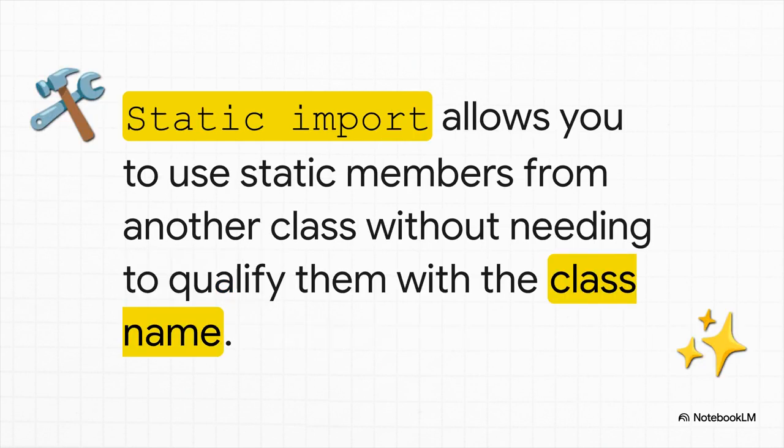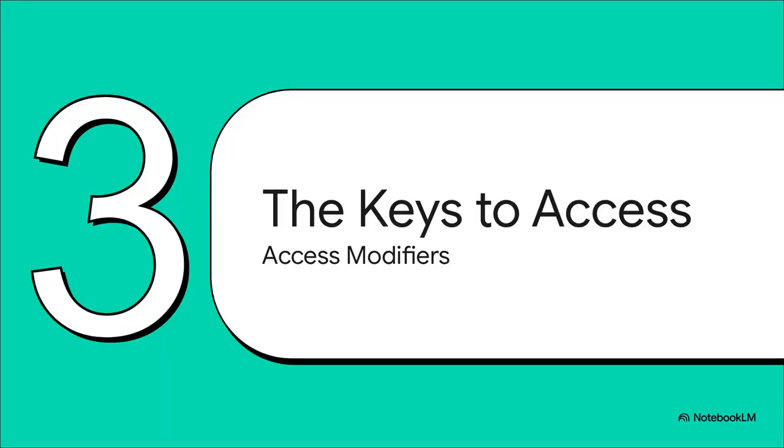And hey, there's also this neat little shortcut called a static import. This is like, your neighbor has this one amazing tool, maybe a specific wrench. Instead of having to say, I'm using the wrench from Bob's house over and over again, you can just say, wrench. A static import lets you do exactly that. Use static members from another class without constantly typing out the class name first. Super handy.